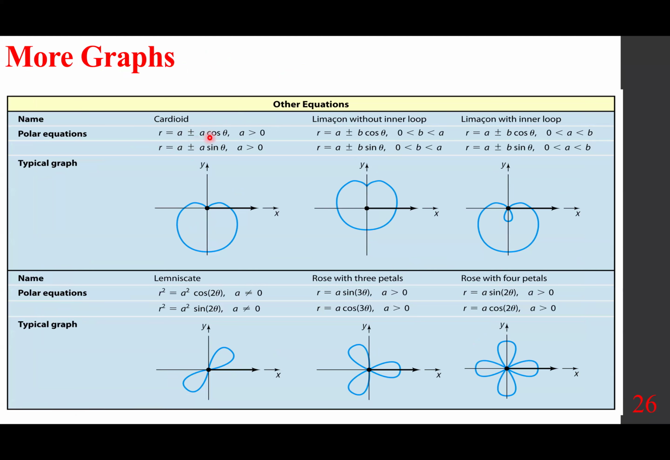R equals a plus or minus b cosine theta, that's a limaçon, or a plus or minus b sine theta, okay, where a is positive, and it's a limaçon if b is between 0 and a in this format, and it has an inner loop when 0 is less than a less than b, and so forth. And as far as the roses are concerned, it was explained already.